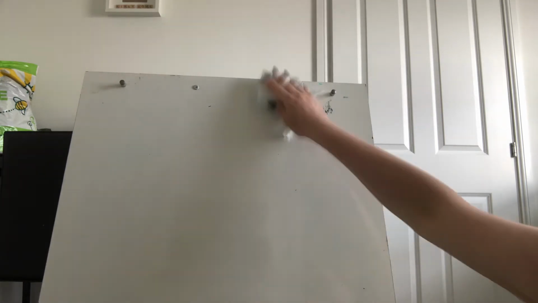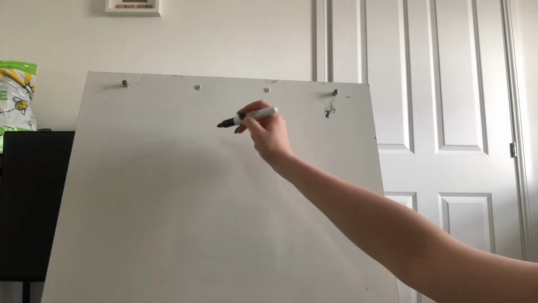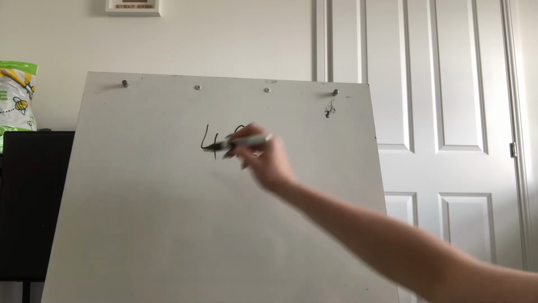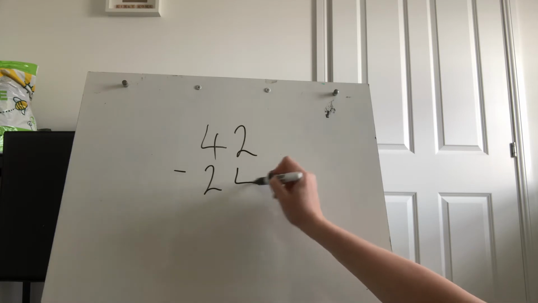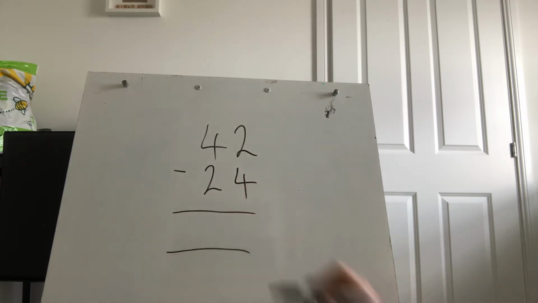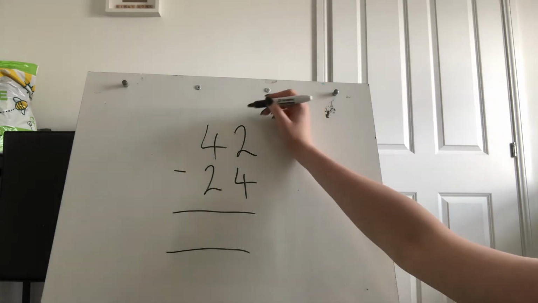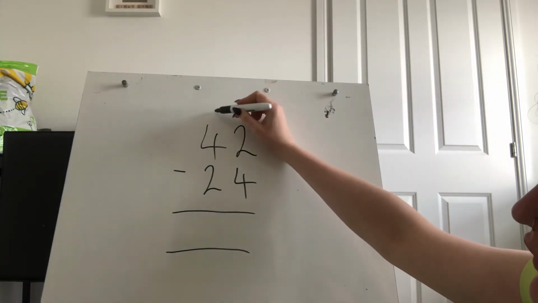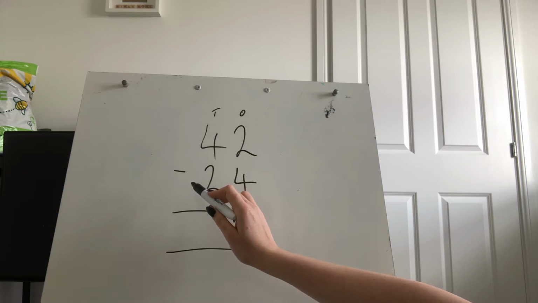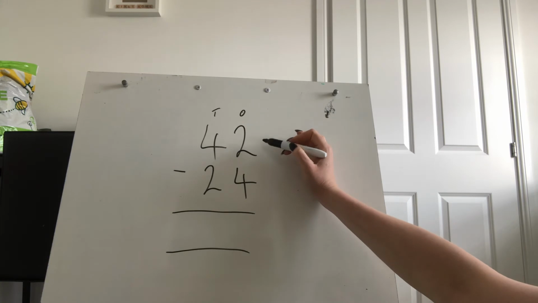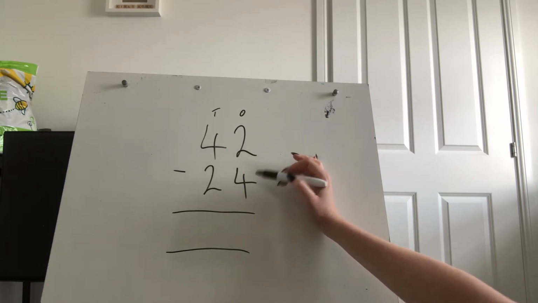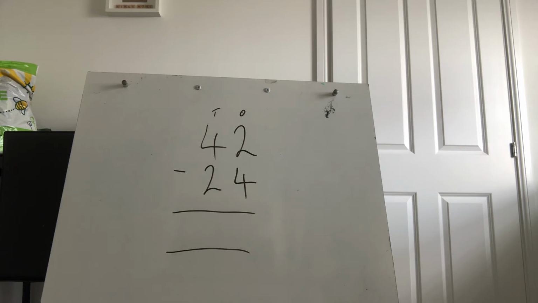Let's have a look. So I'm going to show you the number 42. And from 42 we are going to subtract 24. Now we've got some of our success criteria. We've got our ones under ones, we've got our tens under tens, I've got my subtraction symbol here, and I'm going to start on the right hand side, which is this side. 2 take away 4. Ooh, 2 take away 4. I can't do that. I can't take away 4 from 2, so I need to knock on the door.